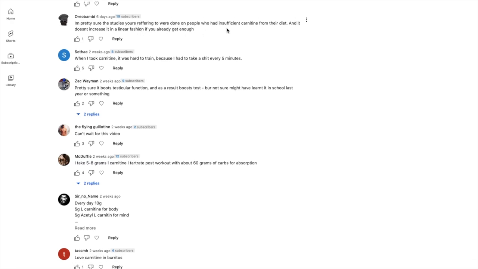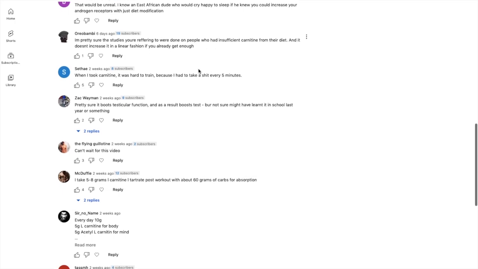Let's see. I'm pretty sure it's a difference between people who had an insufficiency of carnitine from the diet, and it doesn't increase. Okay, so let's deconstruct that. I'm pretty sure the studies you're referring to were done on people who had insufficient carnitine. No, they did not have insufficient carnitine. In fact, there are even studies showing that even vegetarians have some carnitine in their body, because the body tries to adapt based on the fact that they're not eating enough meat. But no, it's not about having low carnitine.